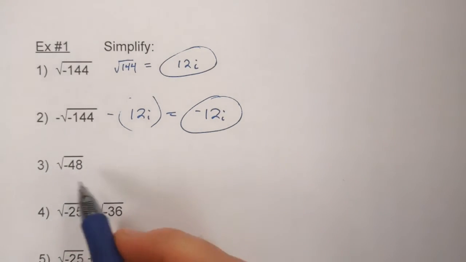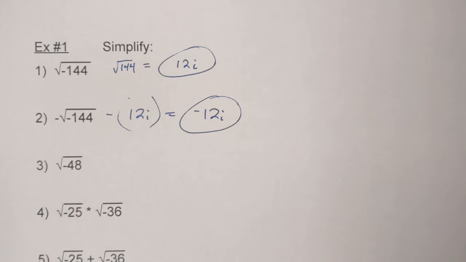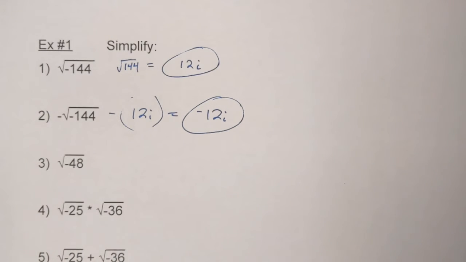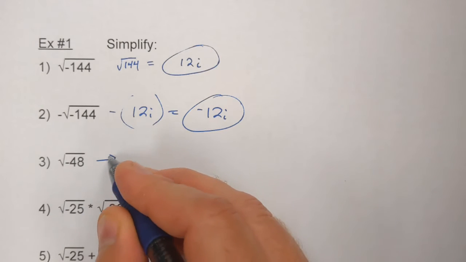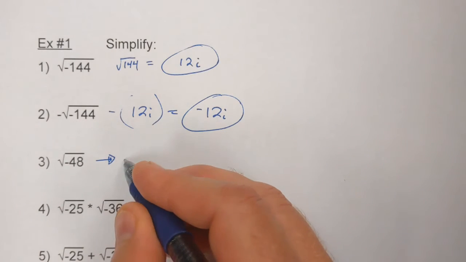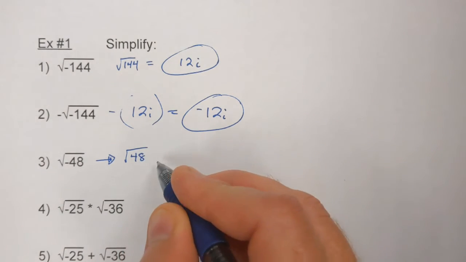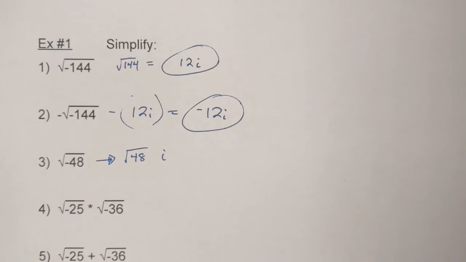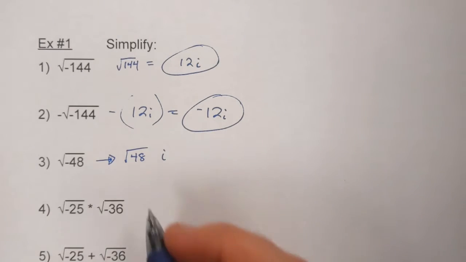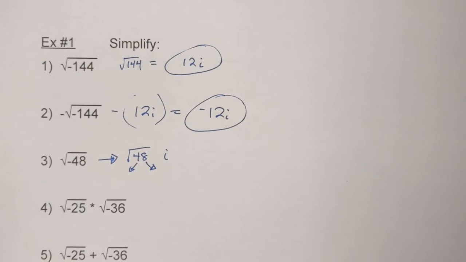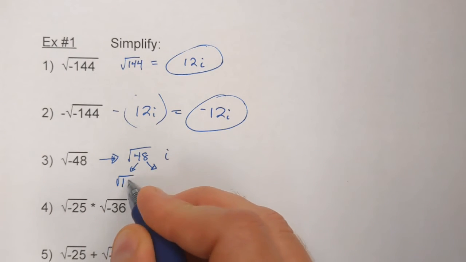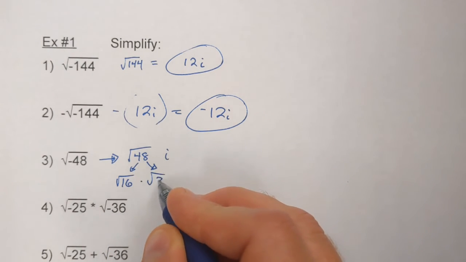And then in number 3, what should we do if we have an irrational imaginary number? The square root of negative 48. First thing I'm going to do, here's one way to think of it. A negative inside of a square root can always be pulled out as an I. So we could write this as radical 48 I. And then we're just going to break down our 48 like we did in our last lesson. 48 is just 16 times 3.